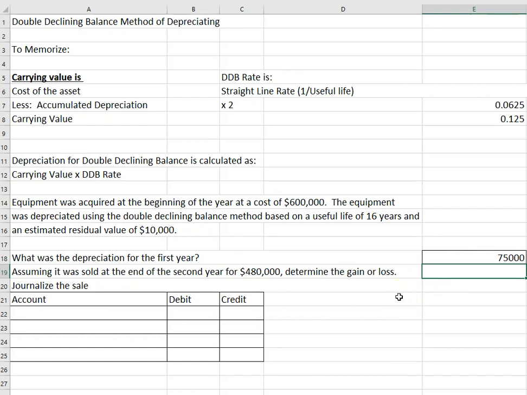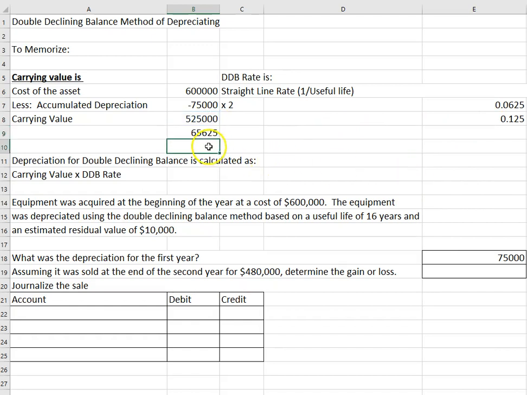And then it says, assuming it was sold at the end of the second year for $480,000, determine the gain or loss. Before doing this, we have to figure out the depreciation for year 2. For year 2, we need the cost of the asset, which was $600,000, minus the accumulated depreciation, which is just 1 year's worth, $75,000 right now. So the carrying value to depreciate it in year 2 is $600,000 minus $75,000, so $525,000. We still multiply that by 0.125 because that's our rate that we'll use each time.